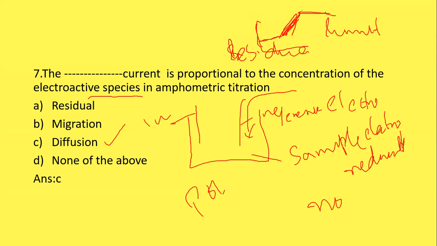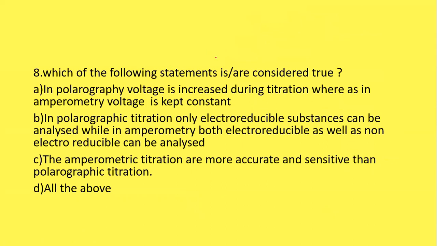Moving to the next question. Which of the following statements is or are considered true? Option A, in polarography, voltage is increased during titration, whereas in amperometry, voltage is kept constant. B, in polarographic titration, only electroreducible substances can be analyzed, while in amperometry, both electroreducible as well as non-electroreducible substances can be analyzed. Option C, amperometric titrations are more accurate and sensitive than polarographic titration. Option D, all the above. So the correct answer is all the above.